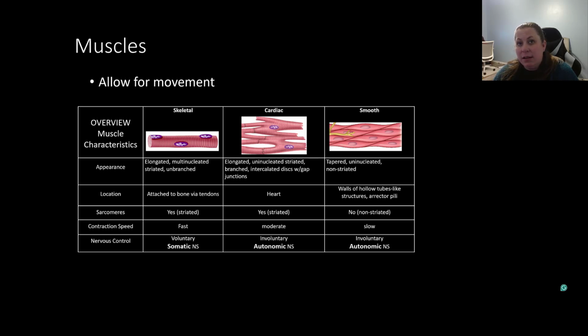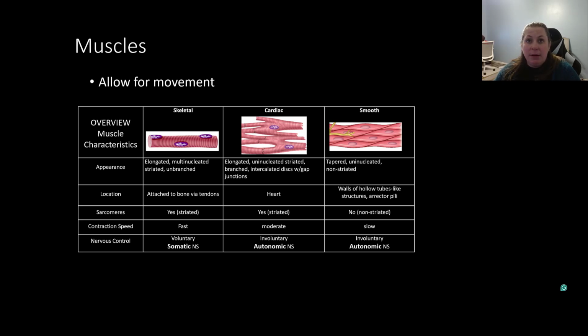Smooth muscle looks a little different. These guys have tapered ends. These guys are found in a lot of your hollow organs or tubes, like your blood vessels, your stomach, your uterus, your bladder, that kind of thing. And these guys are non-striated. They don't have stripes. They have slow contraction speed, and they are also controlled by your autonomic nervous system. You do not have conscious control of moving your food from your stomach to your intestines. You don't have conscious control of what that blood vessel is doing, how it's constricting or dilating, okay? This is all part of the autonomic nervous system.